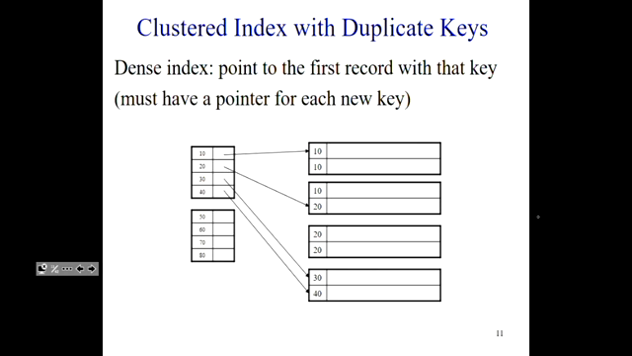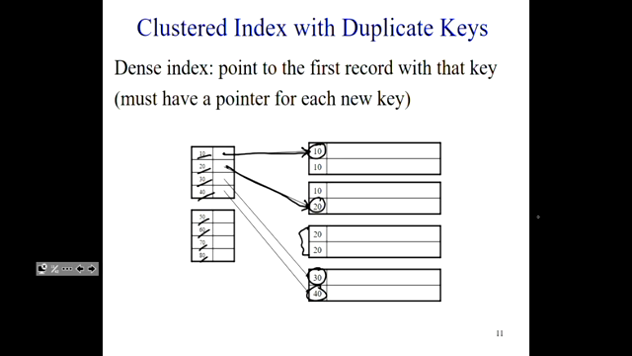So the distinct key values are 10, 20, 30, and 40. Your clustered dense index would have one pointer for 10, one for 20, one for 30, one for 40, 50, 60, 70, 80. So you have one pointer for each distinct value, and it would store a pointer to the first record that has that key.